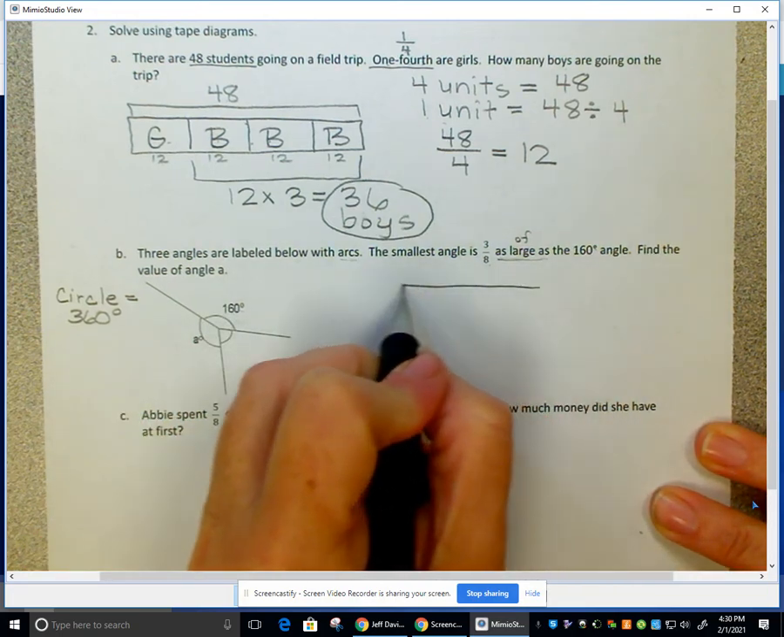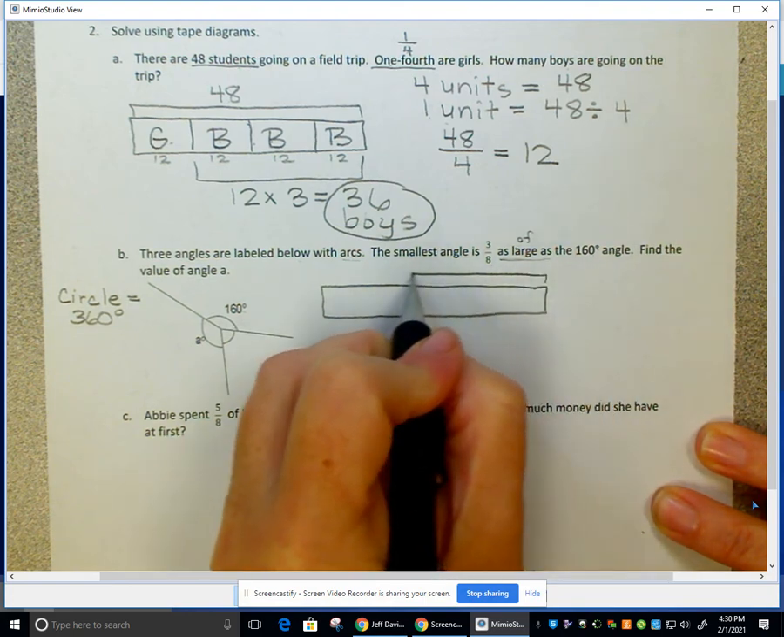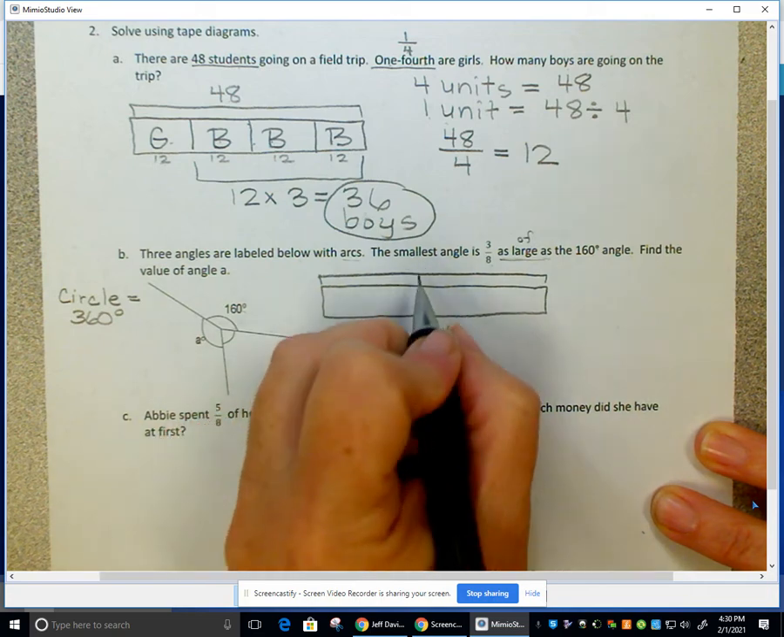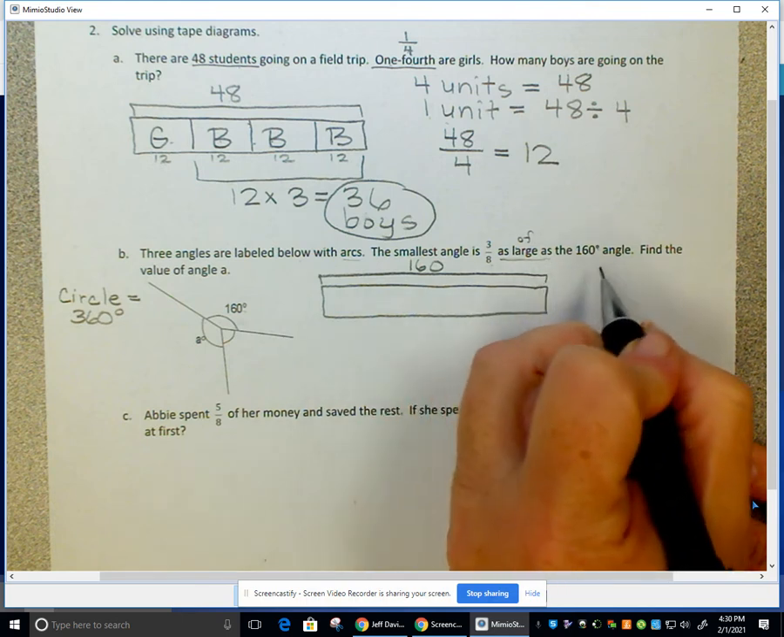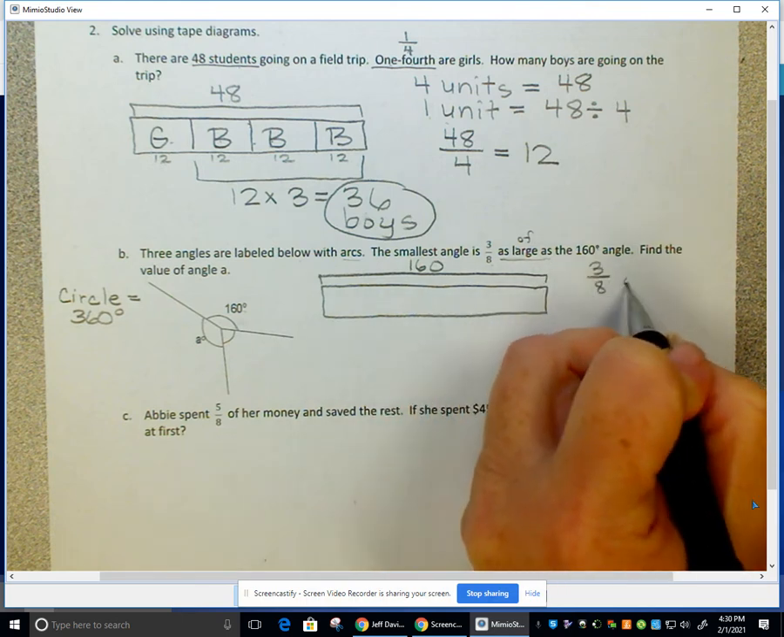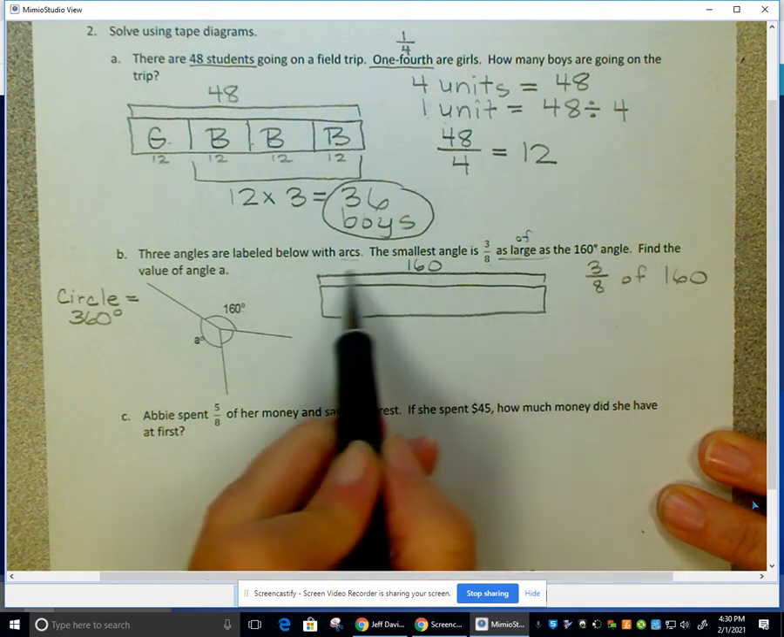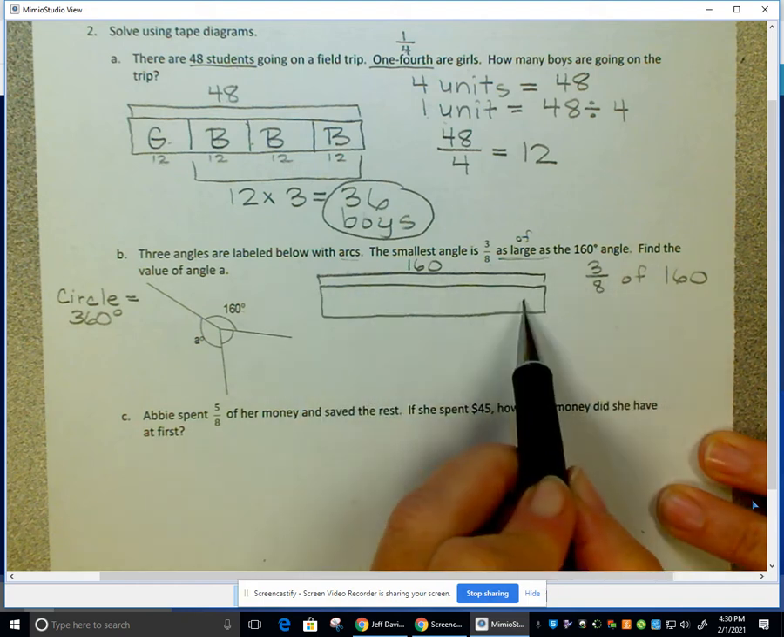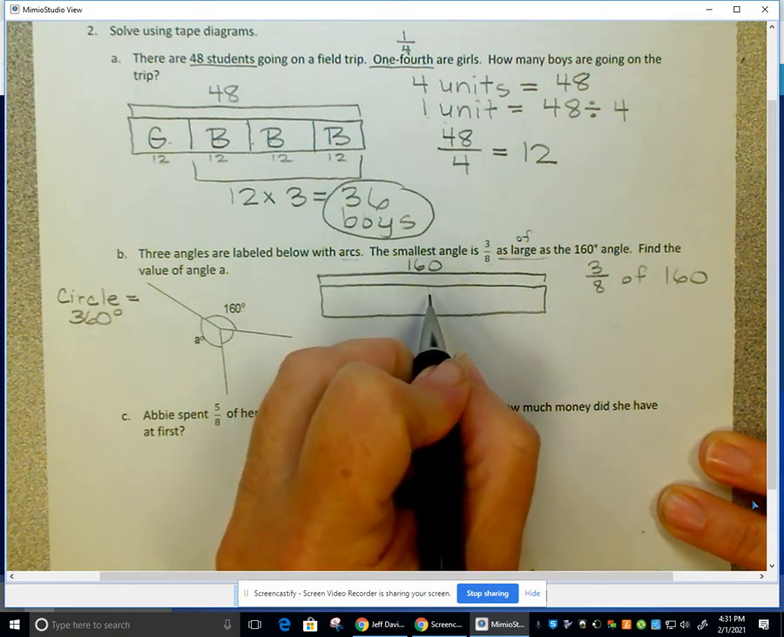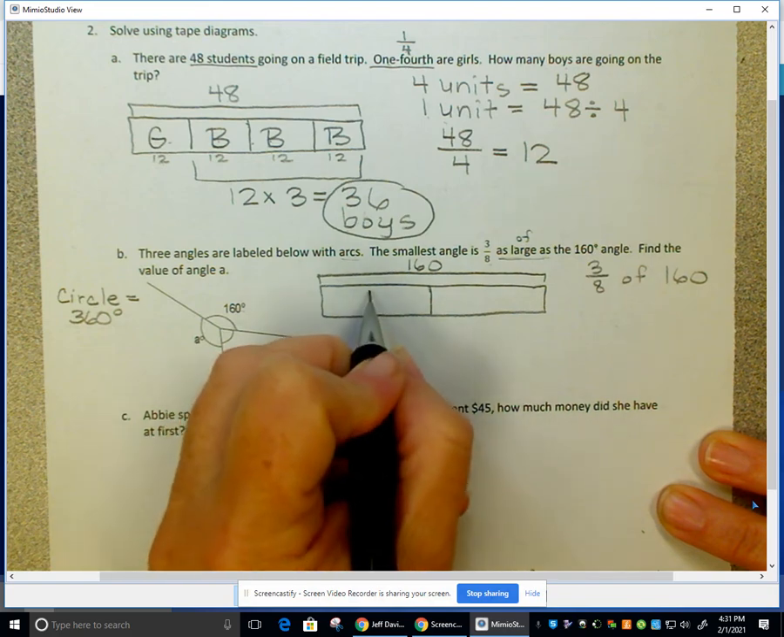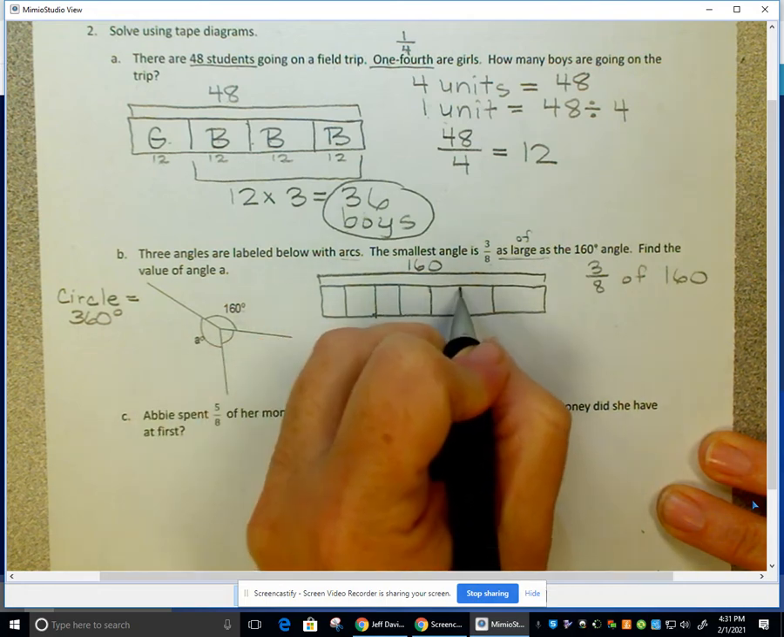Now it says the smallest angle, which is this one, is 3/8 as large as this angle. So let's draw our tape diagram. And we know all together this is going to equal 160 because we're actually trying to find 3/8 of 160. So that's where I'm getting my whole from. And the 8 tells me I want this in 8 equal parts. So let's do fourths, and then we'll half the fourths. Half it here. Then let's half my halves. That gives me 4. Now let me half all of my fourths.